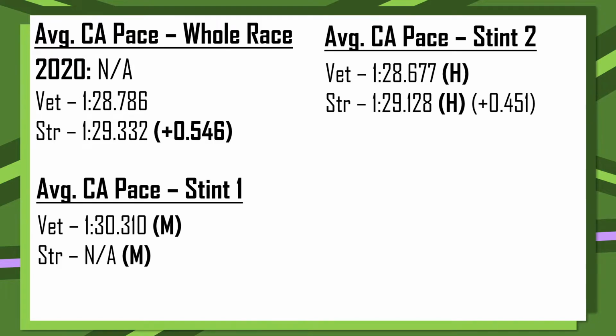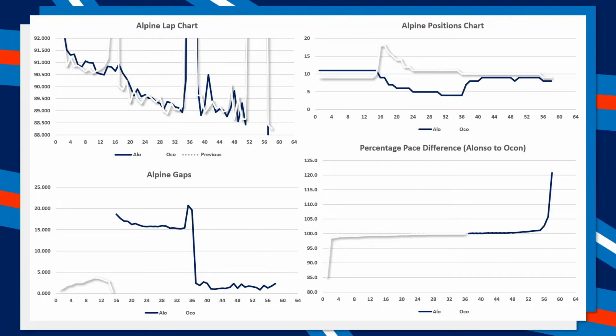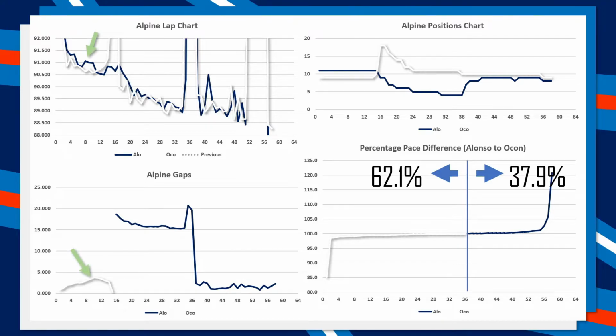Moving away from Aston Martin, we'll now head to Alpine, and splitting their percentage pace difference down the middle, for 62.1% of the race it was Esteban Ocon who was the faster car in the white, and therefore for 37.9% in the dark blue, it was Fernando Alonso. And much like the Aston Martin lap time chart before, we see that they were dead even.